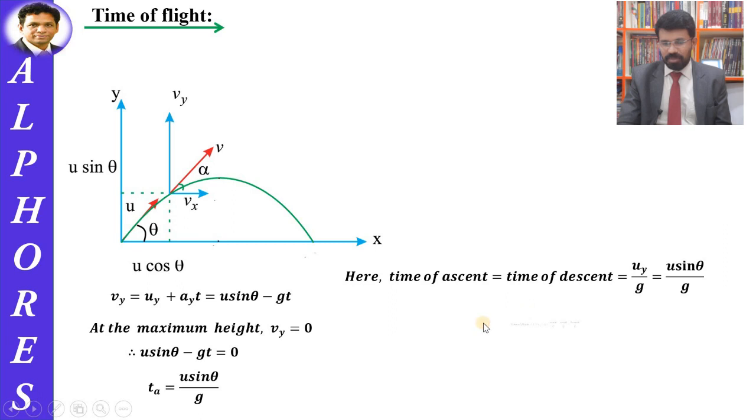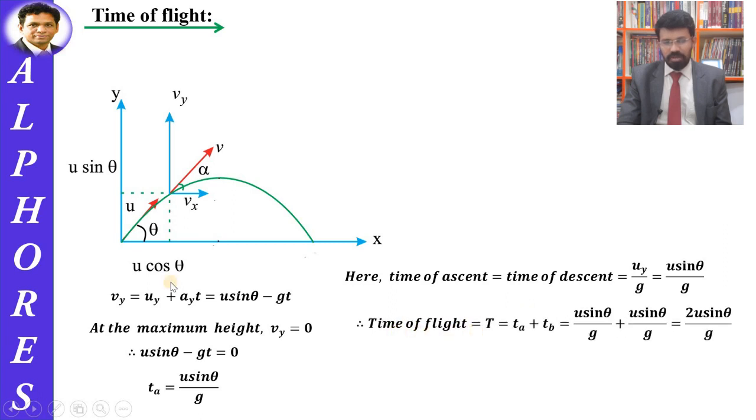And now what will be the time of flight? Total time of flight: time of ascent plus time of descent. Ta plus Td. U sin theta by g plus u sin theta by g, which is equal to 2u sin theta by g. So our conclusion is total time of flight, capital T, is equal to 2u sin theta by g. So that's how you can find time of flight. And this equation is very, very important. Time of flight, time taken for the total journey, starting from this point to this point. How much is that? 2u sin theta by g.